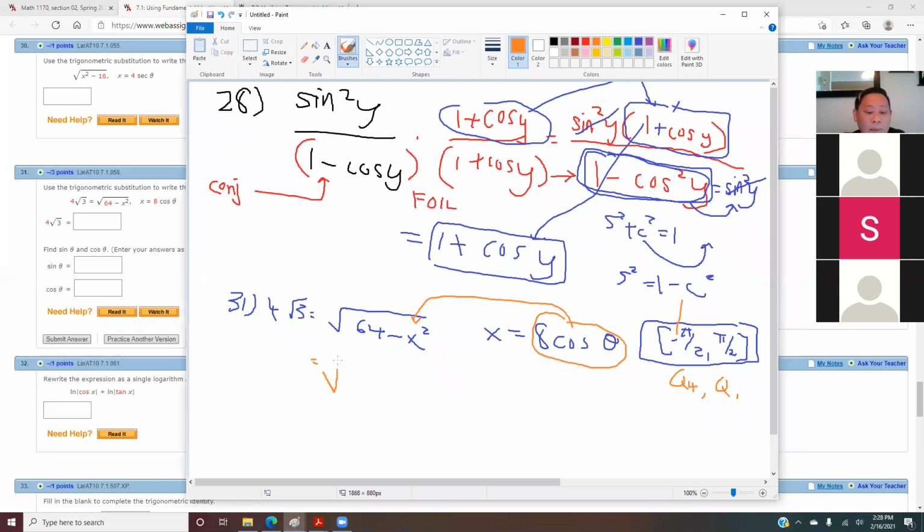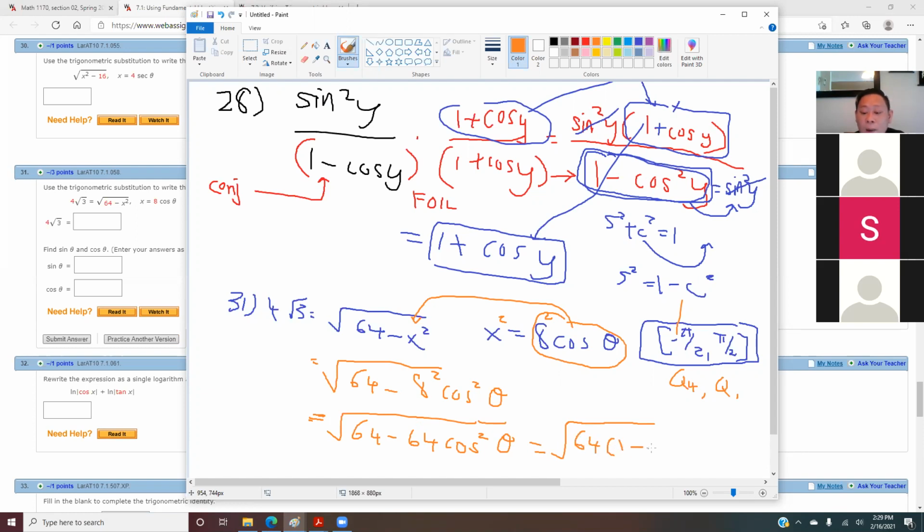So this is the same thing as the square root of 64 minus 8 squared cosine squared theta. I square both of these, so everything here is squared. What we're left with is 64 minus 64 cosine squared theta. And then you can factor. What can you factor out between these two terms? 64. You can factor out 64, and what we're left with is 1 minus cosine squared theta.